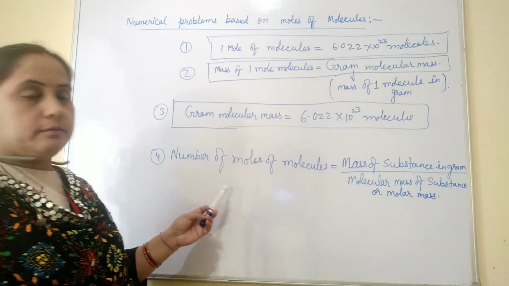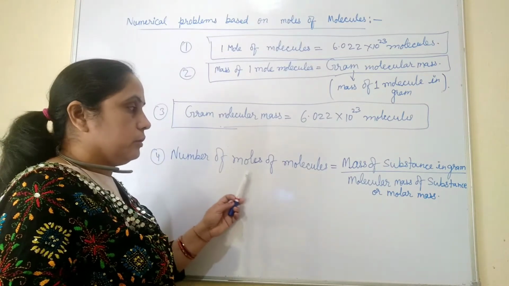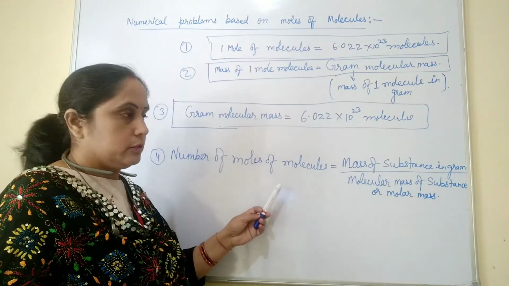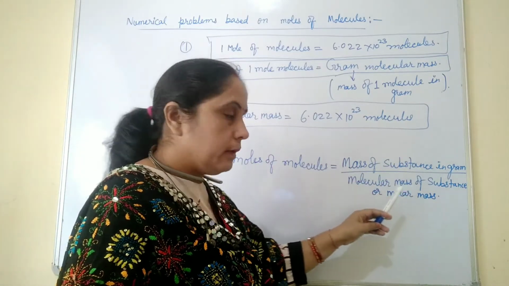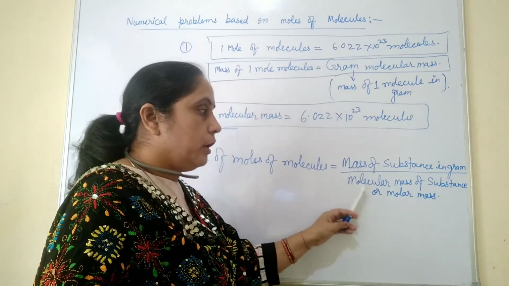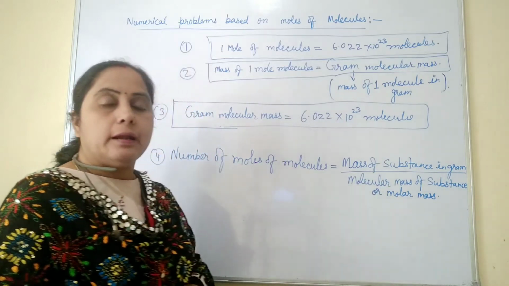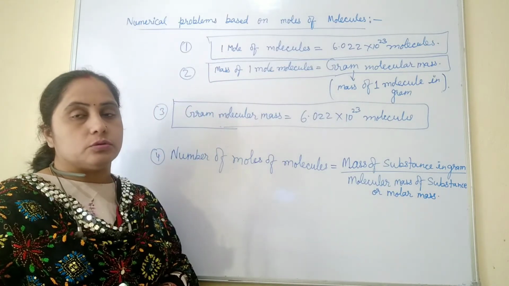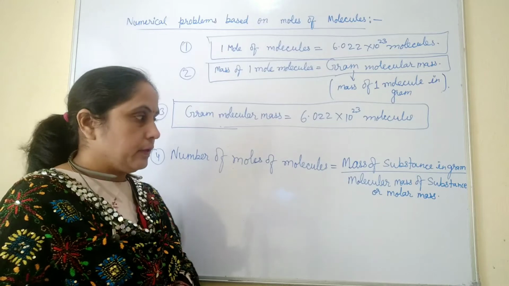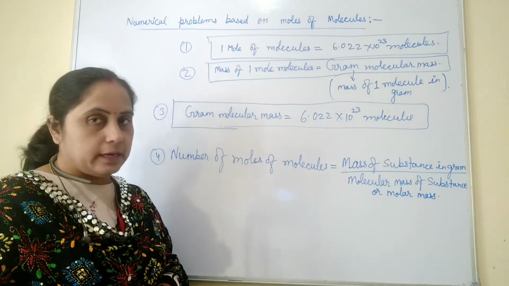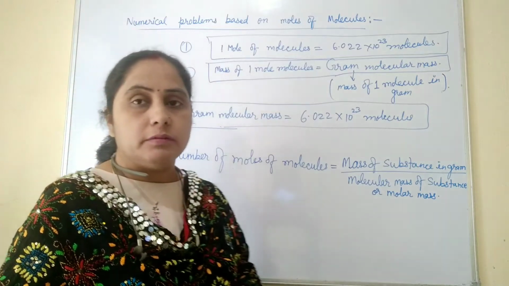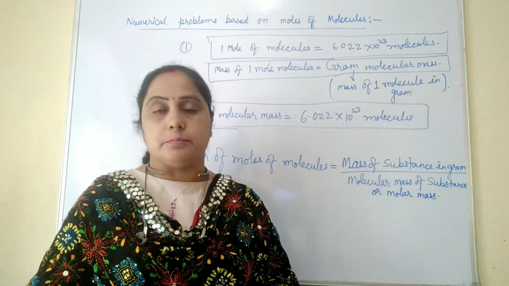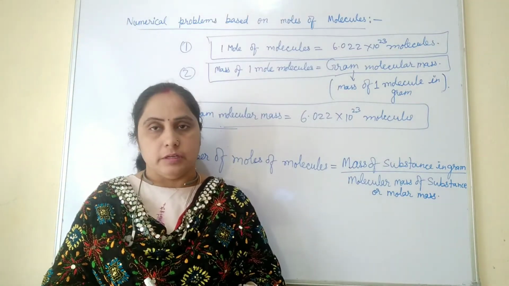The fourth formula we get is: number of moles of molecules is equivalent to the mass of substance in grams divided by the molecular mass of the substance, and the molecular mass of a substance is also called its molar mass, which is in grams. By using these formulas, now we will solve a few problems based on moles of molecules.